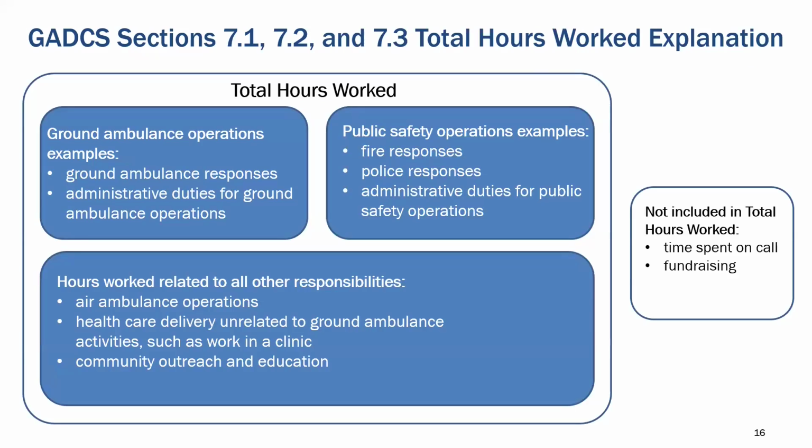This slide shows which types of responsibilities fall into each category. Total hours worked annually includes hours worked on all activities at your organization, including ground ambulance activities, public safety activities, and other activities with just a few exceptions. Separately, you'll report hours worked unrelated to both ground ambulance and public safety activities. These hours might reflect work related to air ambulance, healthcare delivery unrelated to ground ambulance, or community outreach. Time spent on call or fundraising should not be included in total hours worked.